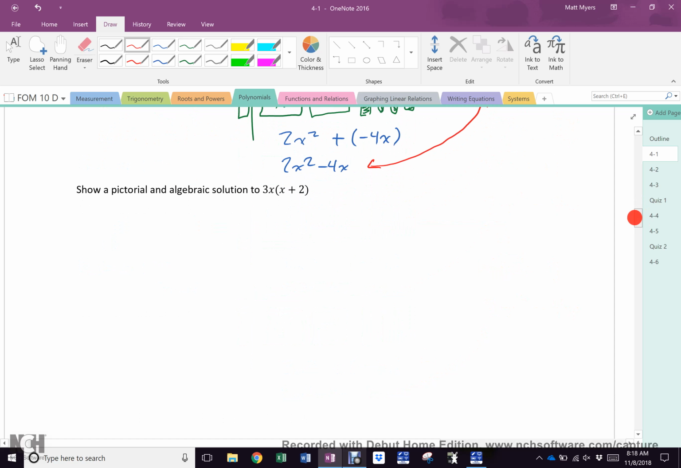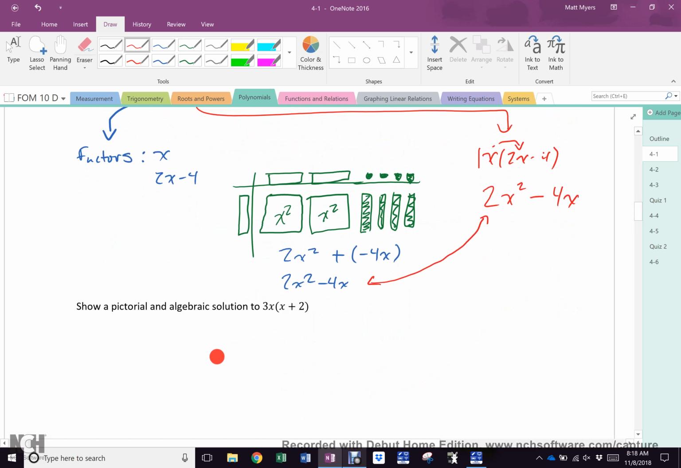So you all try this one. I'm going to go in blue over here with the factors. I'm going to go in red over here with the algebra.